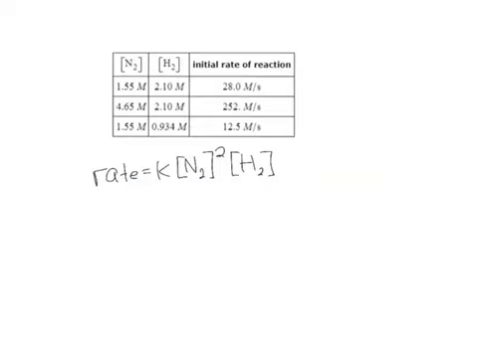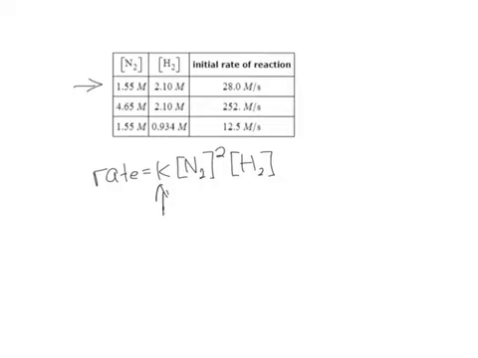So now that we have the overall rate law for this particular reaction, we can actually use the data to calculate the rate constant, or our little k. If we could just pick any of the experiments, I'll just go ahead and do the first one.